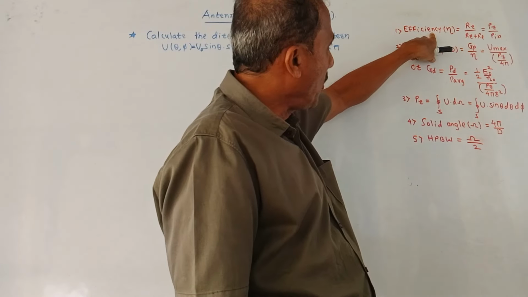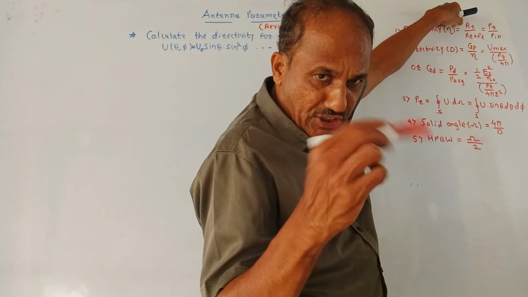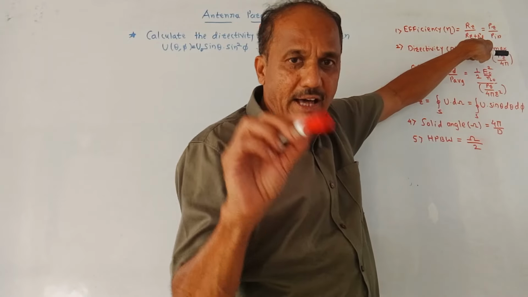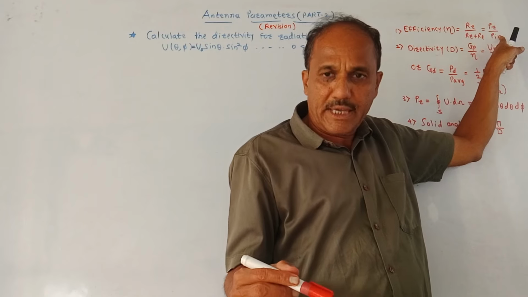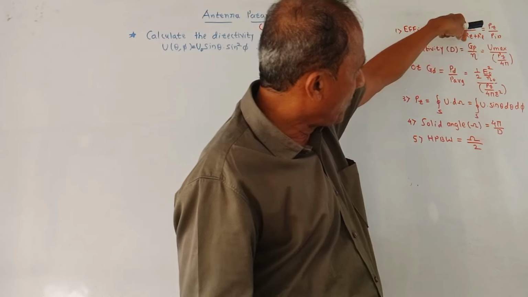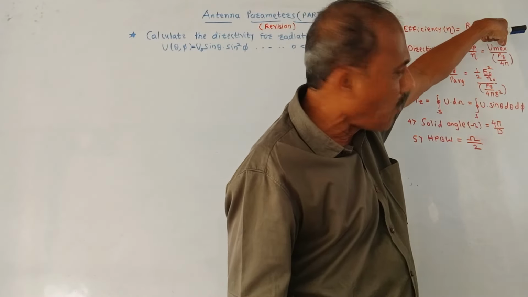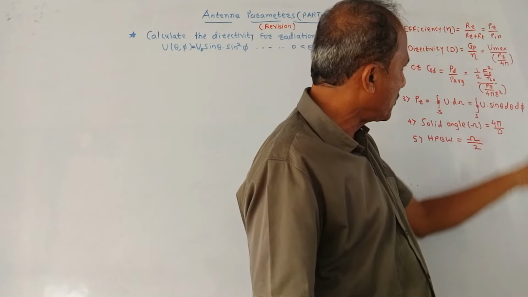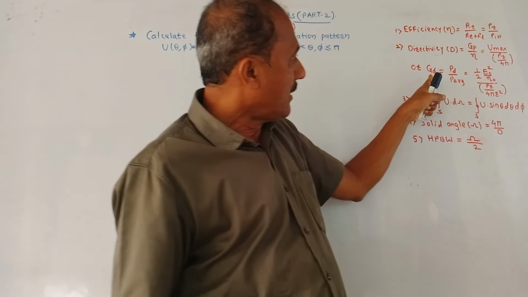The first formula is the formula of efficiency. Efficiency is denoted by eta, which is Rr, radiation resistance, divided by Rr, again radiation resistance, plus RL. RL is the loss resistance. Another formula is PR, radiated power, upon Pin. Pin is the input power. Then directivity is denoted by D, which is GP, the power gain, upon efficiency. One more formula is U max. U is radiation intensity, so max stands for maximum radiation intensity, equal to PR, the radiated power, divided by 4 pi.